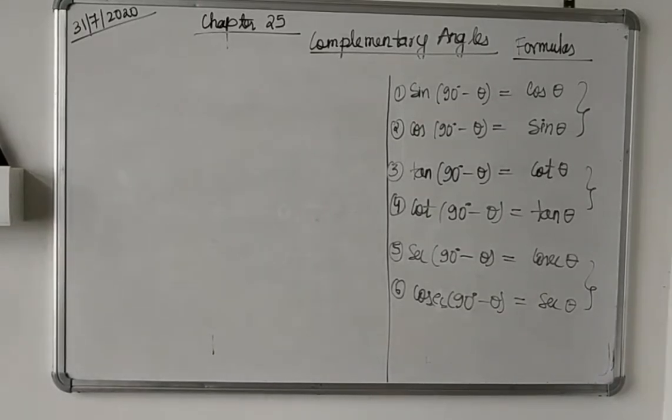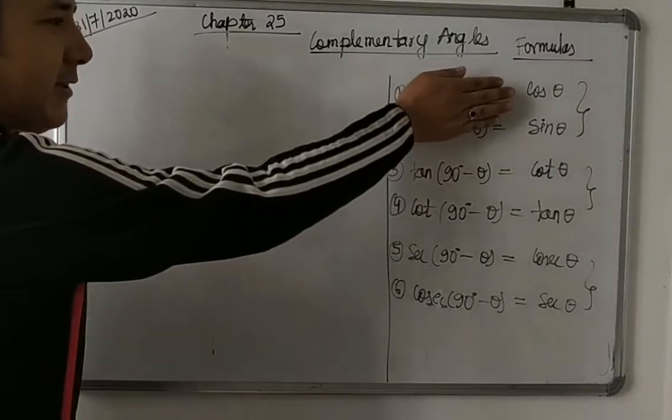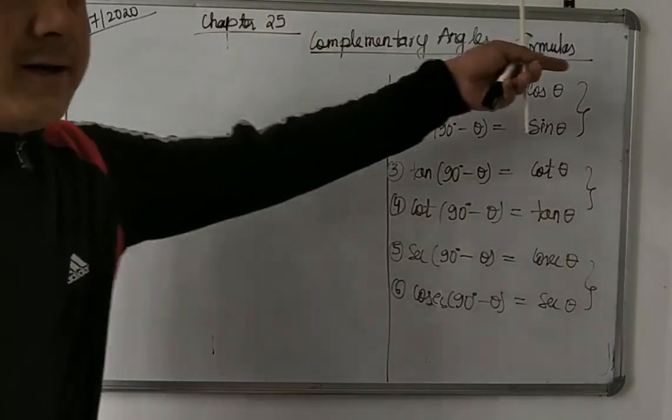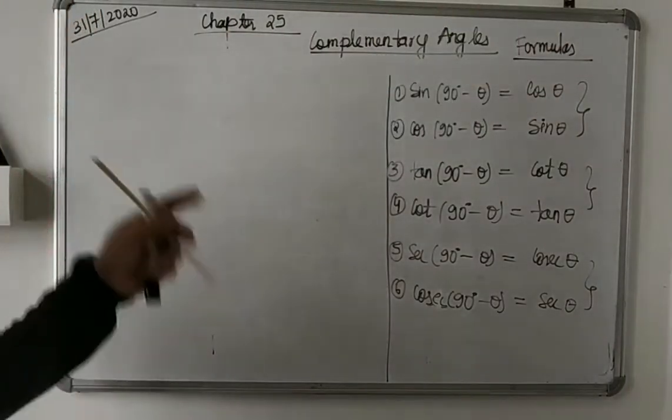So I hope you have understood. Great. So what is sin 90 minus theta? Cos theta. And what is cos 90 minus theta? Sin theta. Okay, similarly with 3rd and 4th.